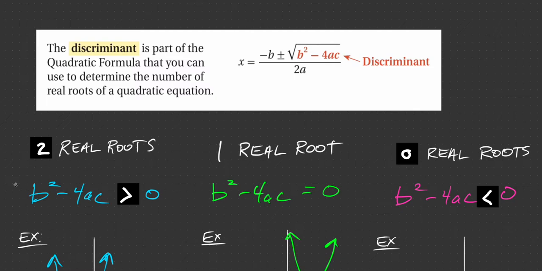And I'm trying to remember off the top of my head, I don't think the problems you get specifically say to use the discriminant. I'm pretty positive that you'll just be asked how many real roots there are. And whenever you're asked how many real roots, it means to look at the inside of the square root. You could do the whole quadratic formula if you wanted to, you just don't need to.